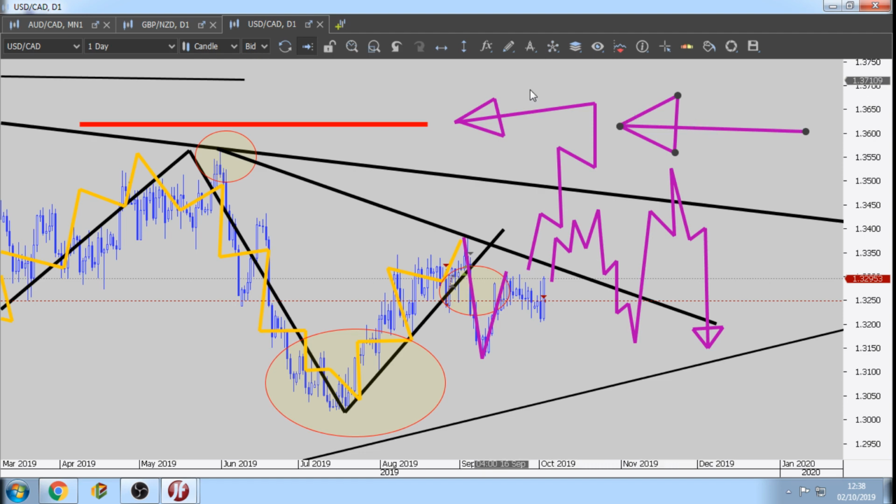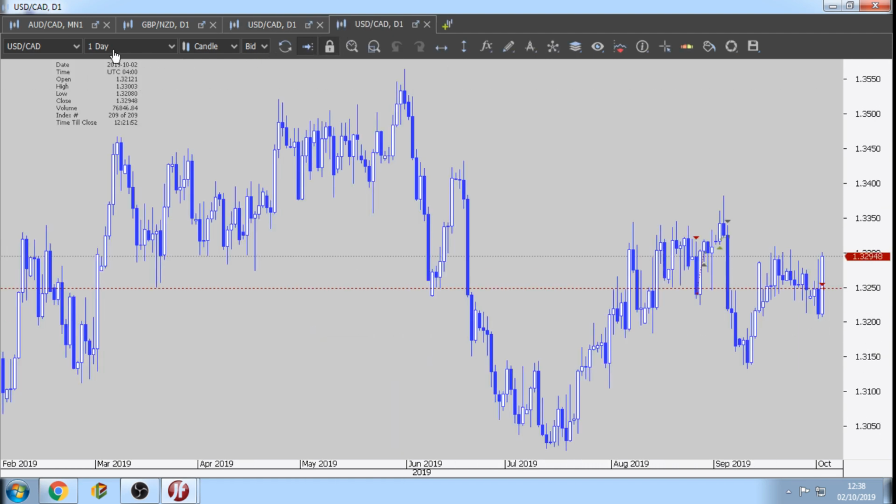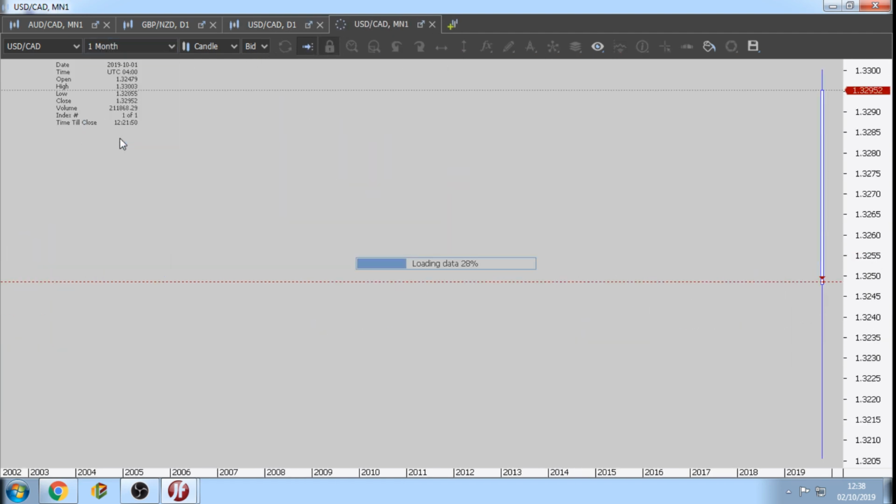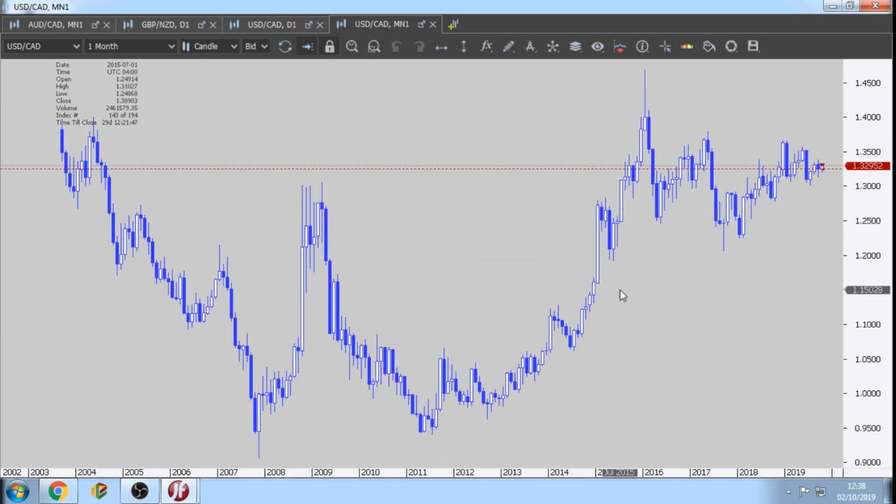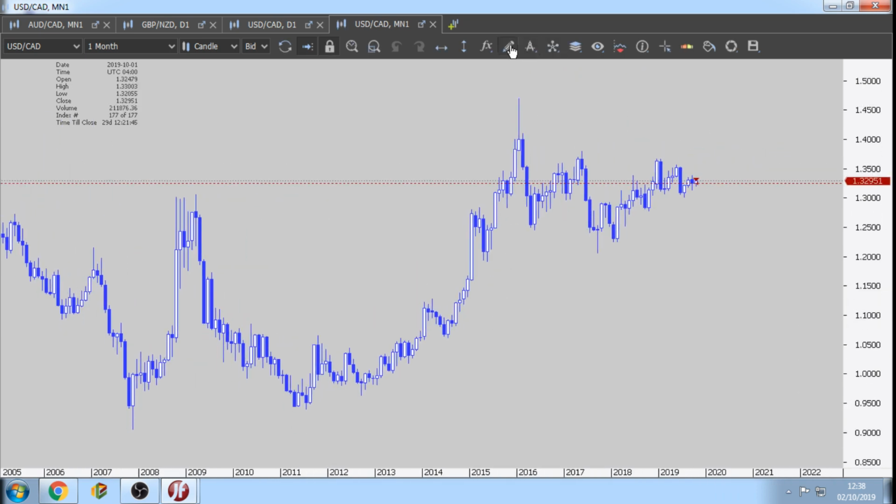The other, in the monthly chart, the downtrend line, let's see, the monthly chart, this one, still has... I have a 20 seconds delay. Is this one on the monthly chart, this downtrend line?